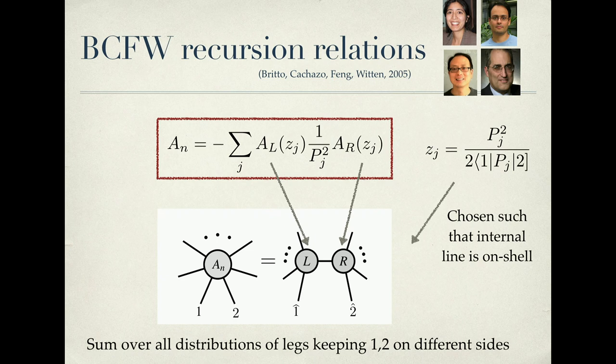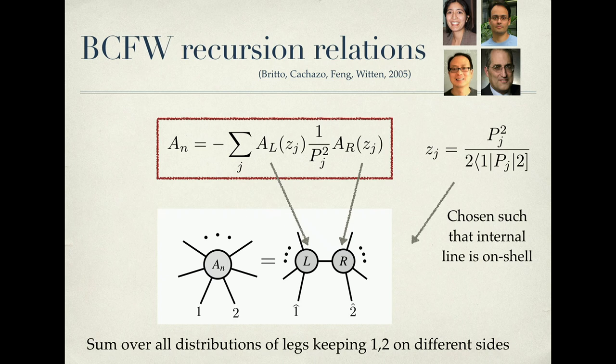So what is this sum over? Well, I have to sum over all distributions of legs which keep 1 and 2 on different sides. If 1 and 2 are on the same side, then, as we said, the P_j would not depend on z, and it will not show up as a pole in the Cauchy formula. So 1 and 2 must each be on one side, but then the sum is over all distributions of these other legs. So I'm summing over all factorization channels that keep 1 and 2 on different sides.